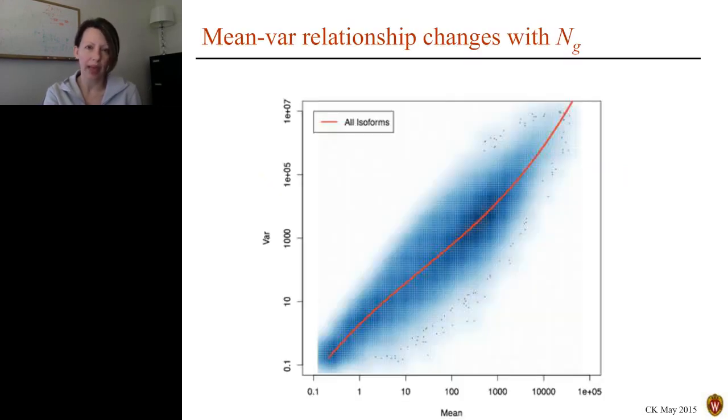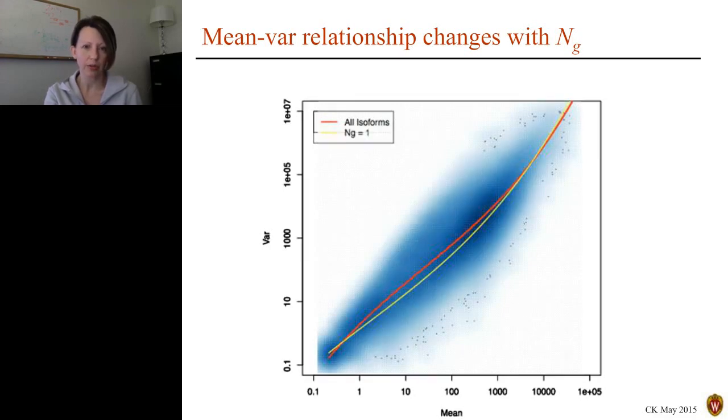So going back to the picture that I showed you earlier, here we see variance as a function of the mean, and this is for all isoforms, shown in red. Here's the curve if we just look at the simple isoforms, the ones that are unique to their parent gene.